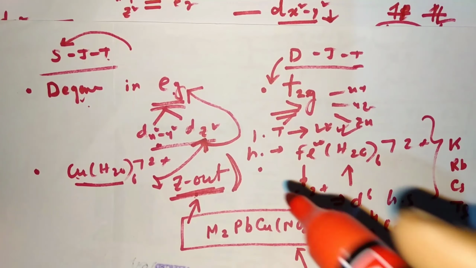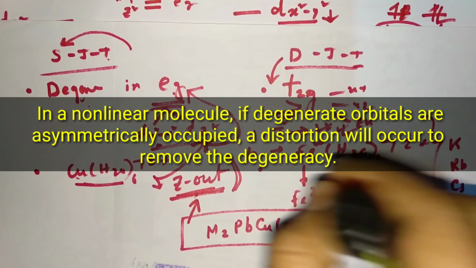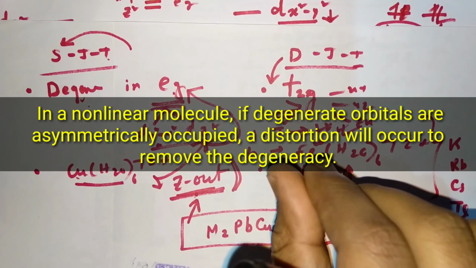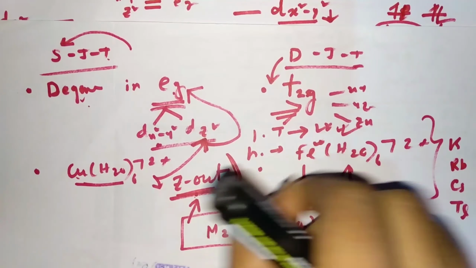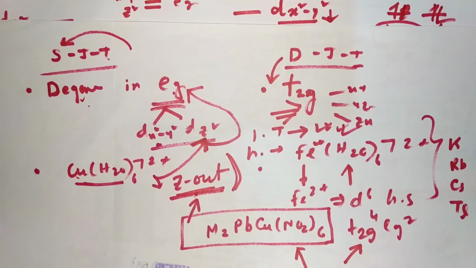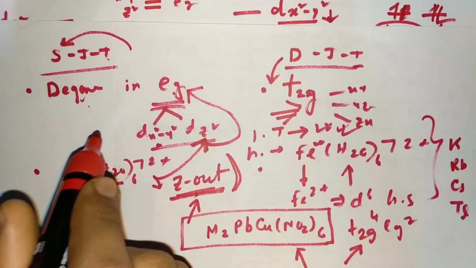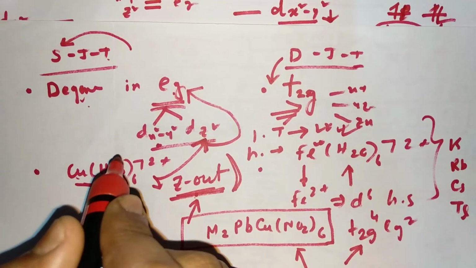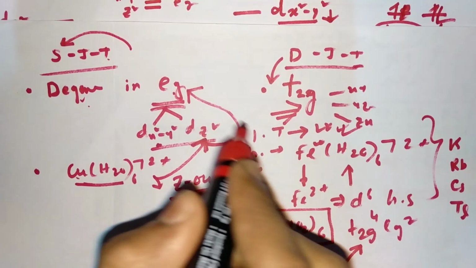Now I will give another statement. You can see the statement on your screen: in a nonlinear molecule, if degenerate orbitals are asymmetrically occupied, a distortion will occur to remove the degeneracy. So you know all these things. If any system has asymmetry, you can easily imagine that the system will have the Jahn-Teller distortion. Asymmetry means degeneracy in the t2g level or eg level. If the degeneracy is present in the eg level, the distortion will be greater, and for the t2g level the distortion will be less, but it will show the distortion.